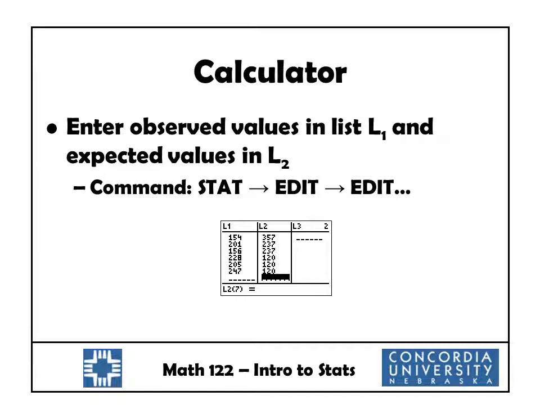But in order to do this, we first need to enter our observed values in list L1 and the expected values in list L2. And so remember, the command for entering data into a list is you go STAT, Edit, Edit. You clear out any data that's already in those lists, and then you enter the data. So here in L1 you see the observed values from our M&M data. Right next to that you have the expected values. Now you have to manually calculate the expected values. Remember, you do that by taking the claimed proportion times the sum of the observed values. And so you enter that in list L2.